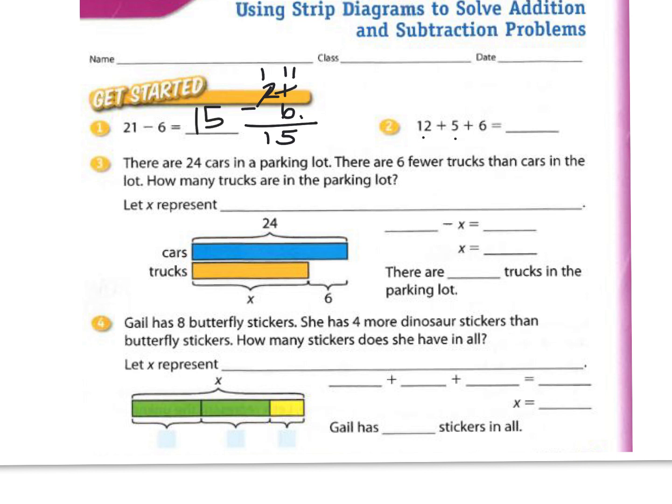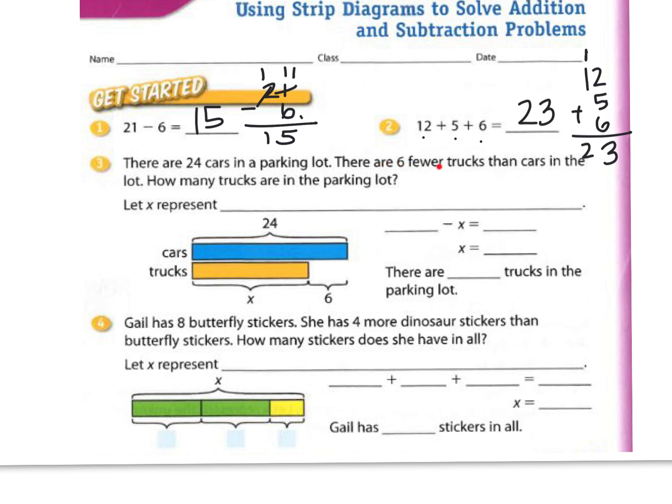Here we have 12 plus 5 plus 6. Line it up, makes it a lot easier to add. 2 plus 5 is 7. 7 plus 6 is 13. Carry that 1, regroup it. 1 plus 1 is 2. So we got 23.